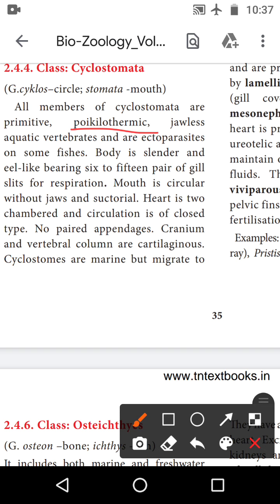Then they are jawless aquatic vertebrates and are ectoparasites. Ecto means outer. So parasite means it depends on others, on some fishes.